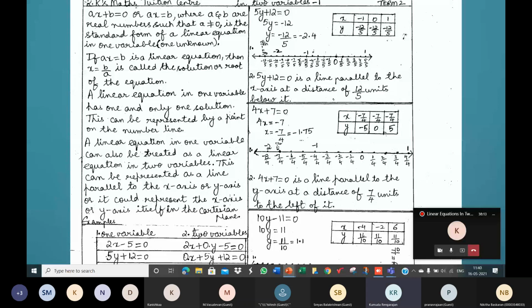The second example, 3x plus 5. 3x plus 5 is a linear polynomial. And when you equate it to 0, 3x plus 5 is equal to 0, it's called a linear equation in one variable x.